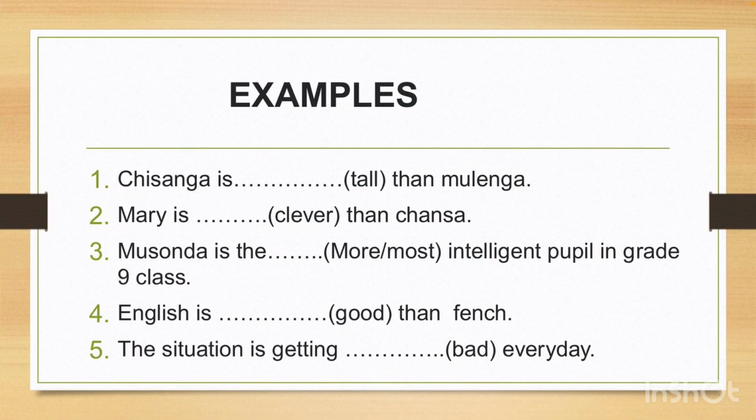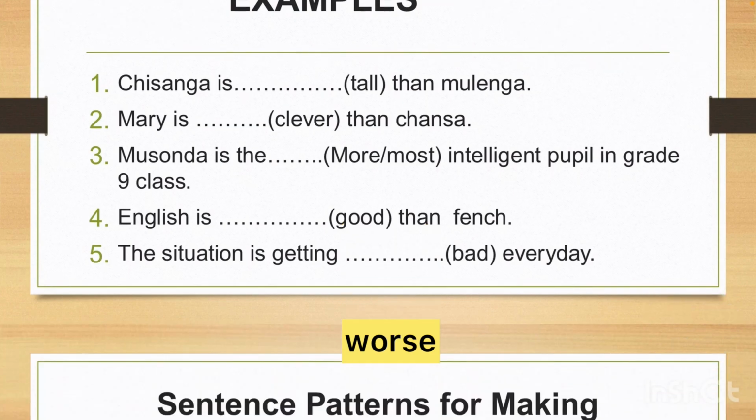Musonda is the dash intelligent pupil in grade 9 class? Is it the more intelligent or the most intelligent? Musonda is the most intelligent pupil in grade 9 class because you are comparing Musonda to all the pupils in this class. English is dash than French. Is it good than French or goodest? So English is better than French. The situation is getting dash every day. Is it getting better? No. The situation is getting worse every day. So that was just a recap of what you covered in grade 9.